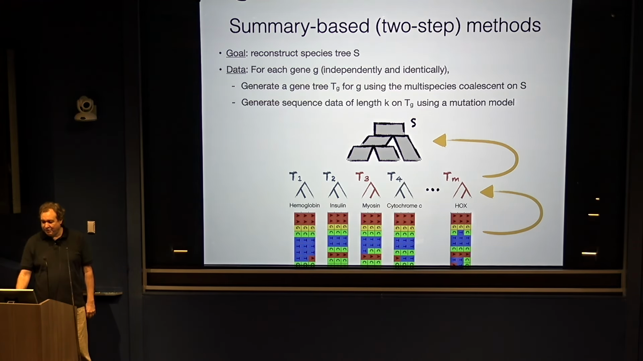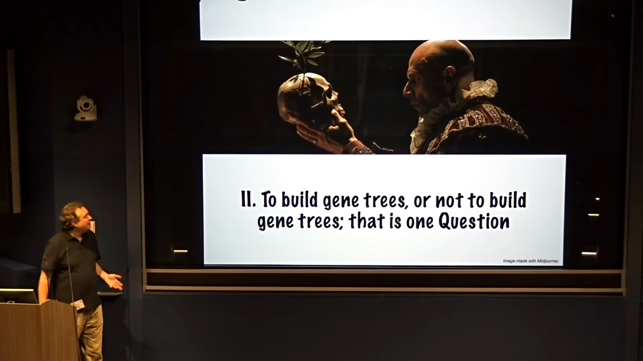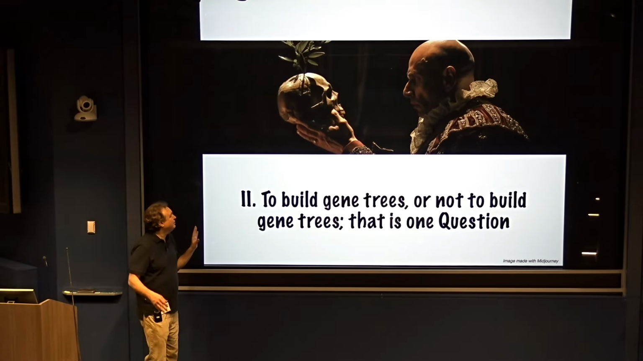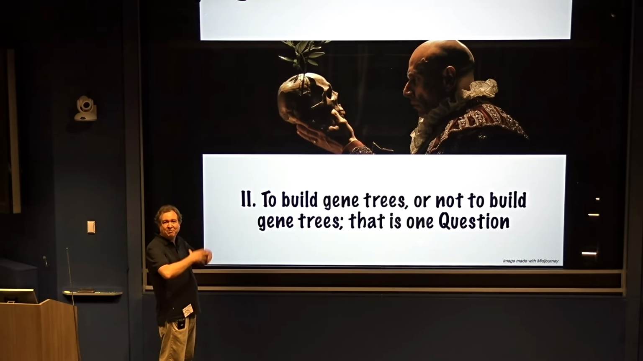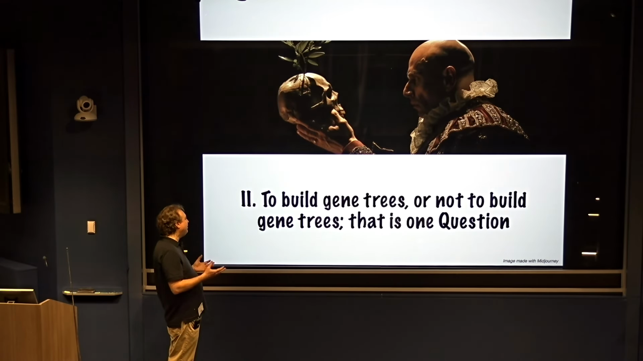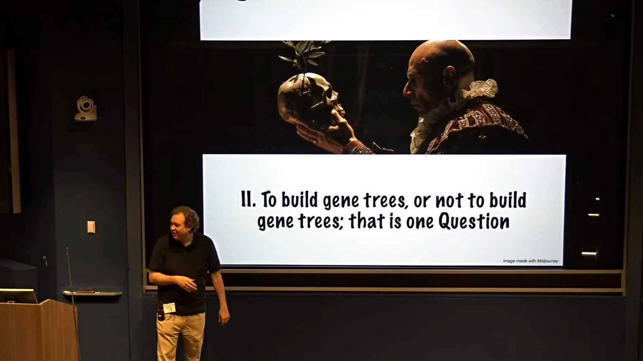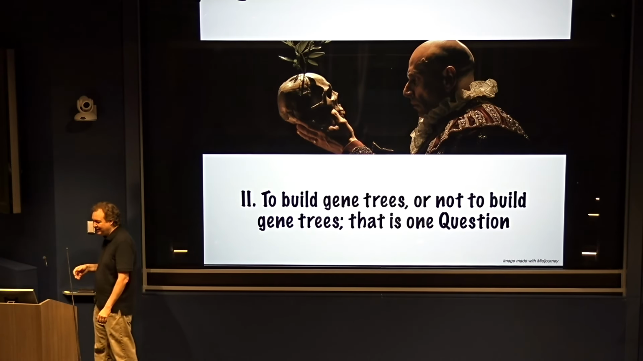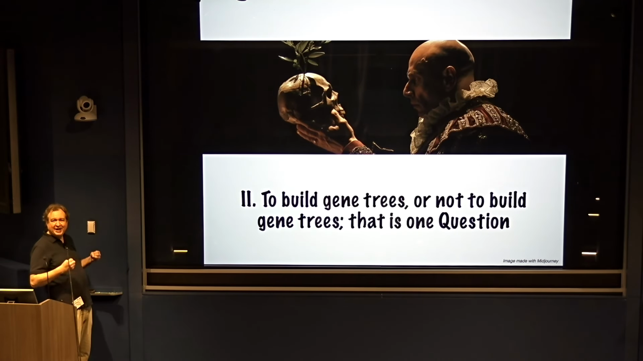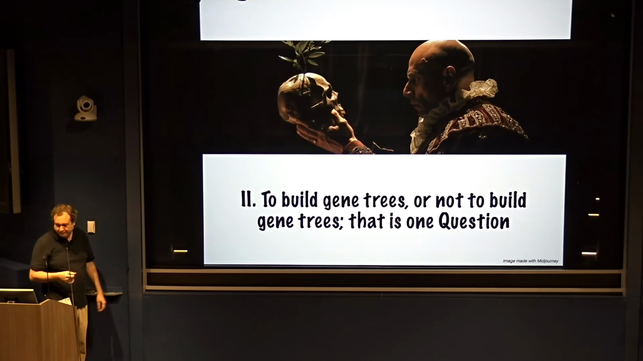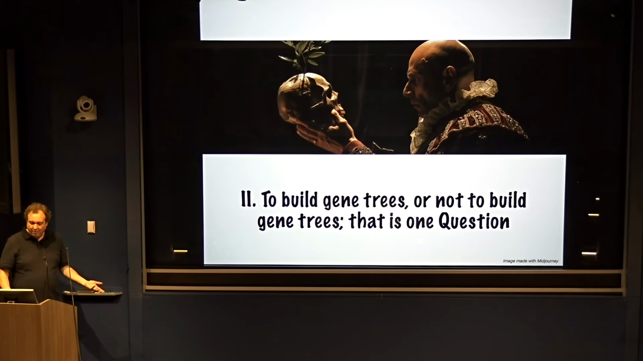Okay, so here's my question. Here I showed you one very natural setup. Was this the right thing to do? Should I really be building gene trees and building a species tree out of them, or should I be doing something else? The something else would be starting directly from the genetic data and trying to spit out a species tree from it. And indeed, there are methods that do this.